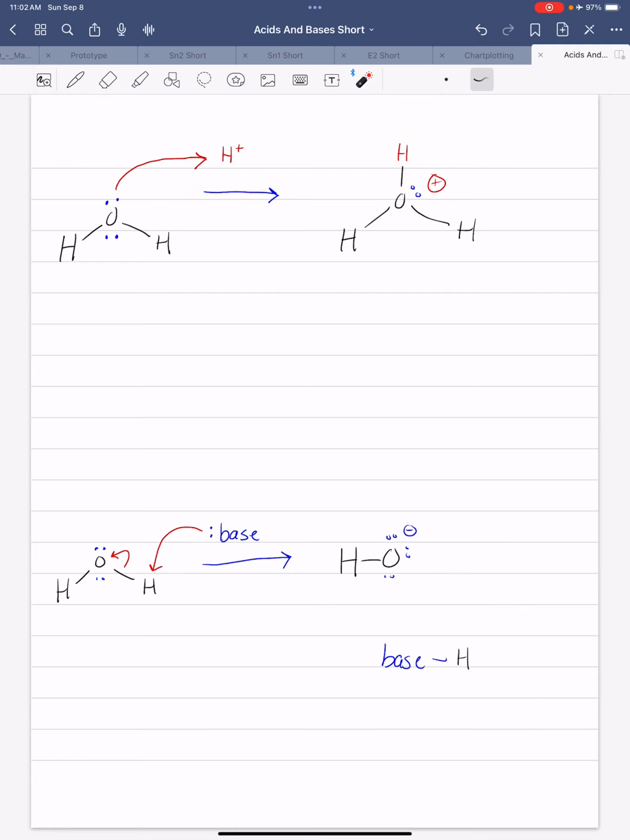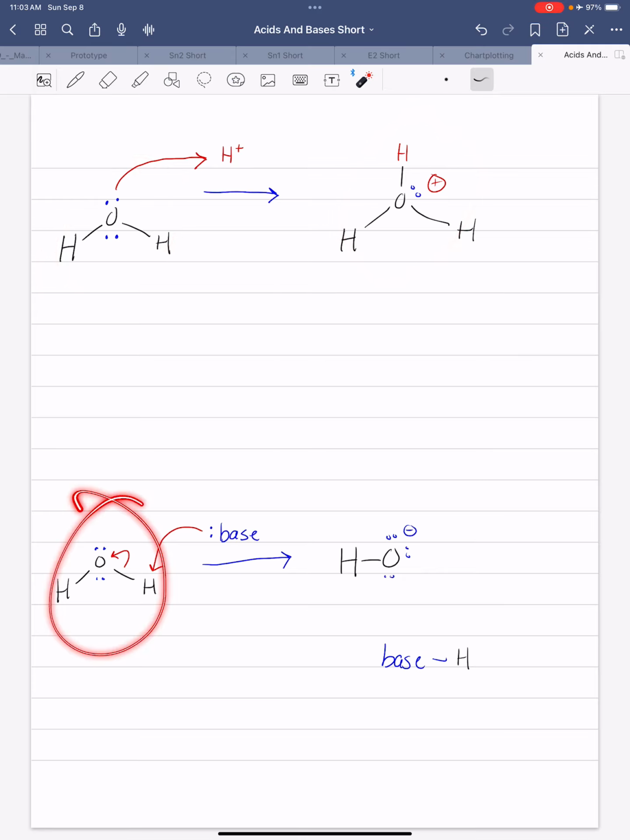Now this is also going to be a nice time to introduce the definition of conjugate acid and conjugate base. So if water is acting as a base here, because bases like to grab hydrogens, the resulting molecule after you add a proton to your base is what we call a conjugate acid, okay?